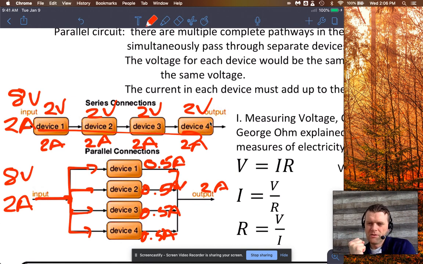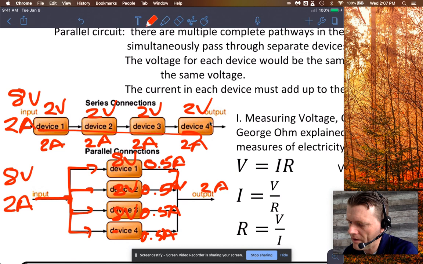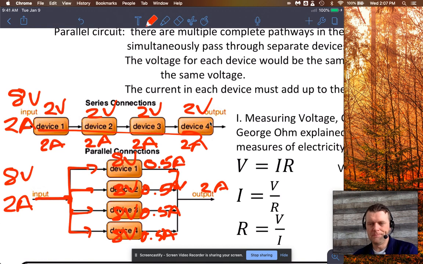Usually that's not an issue for the most part, as long as there's some current flowing. But what's really nice about parallel circuits is here, every device will get 8 volts. Every single one of them, because they are hooked up in parallel. So, if you have 4 light bulbs and you arrange them in parallel, they'll all be really bright, and they'll all be the same brightness. They'd all be the same brightness in the series one too, but they'll just be really dim.